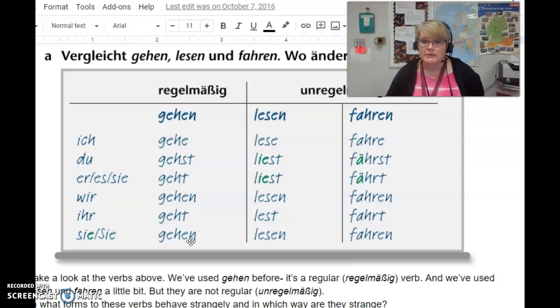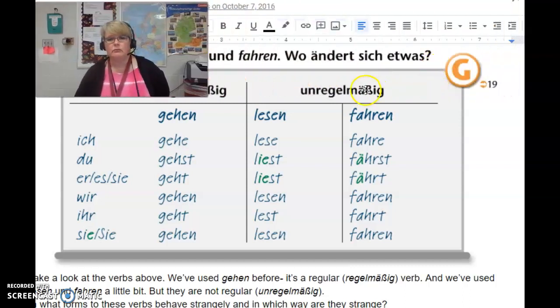Now, there are also some verbs in German that are unregelmäßig. Unregelmäßig is what it says under there. Unregelmäßig, irregular. Regelmäßig, regular. Unregelmäßig, irregular, unregular. Lesen and fahren fall into this category. So look at the example here. Ich lese, du liest, sie liest, wir lesen, ihr lest, sie lesen.